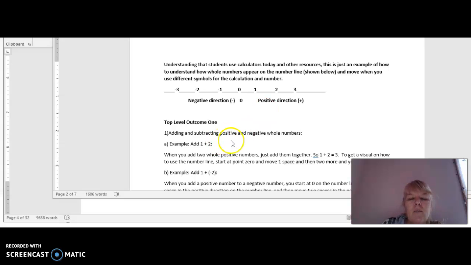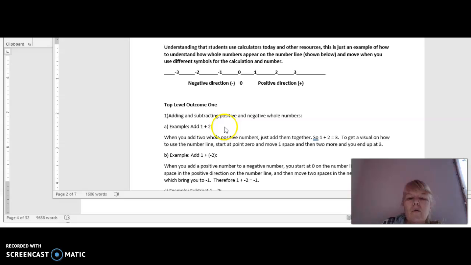If we look at the first example, we have add 1 plus 2. So if we start at the 0 and we go 1 place to the right, and then we add 2, we go 2 more in the positive direction to come to 3. So to add 2 whole positive numbers, you just add them together. 1 plus 2 equals 3. You can use this for any whole numbers. The number line will help you determine how to do that.